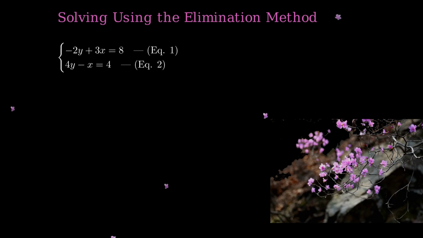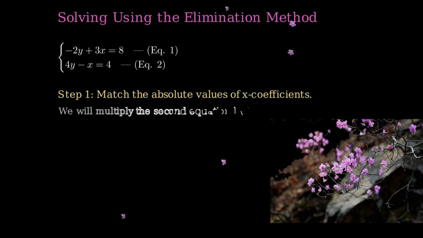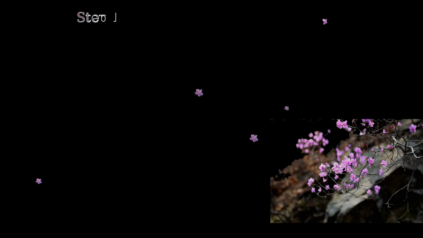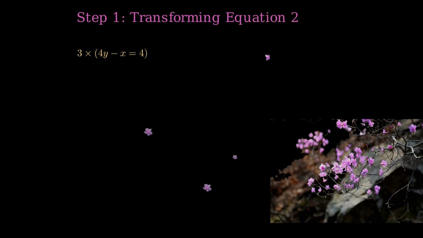When graphing is difficult or inaccurate, we use the elimination method. Let's solve our new system. Minus 2y plus 3x equals 8 and 4y minus x equals 4. Our first step is to make the coefficients of one variable have the same absolute value. Let's multiply the entire second equation by 3.